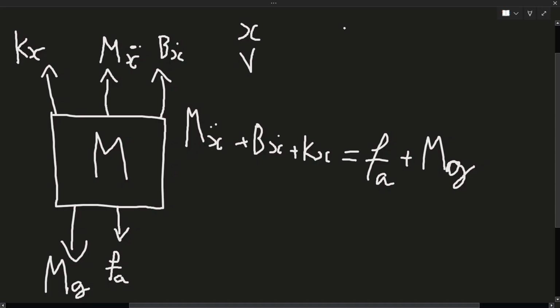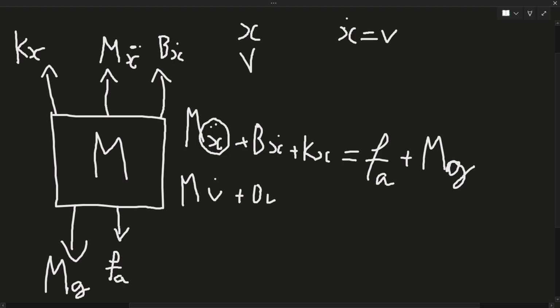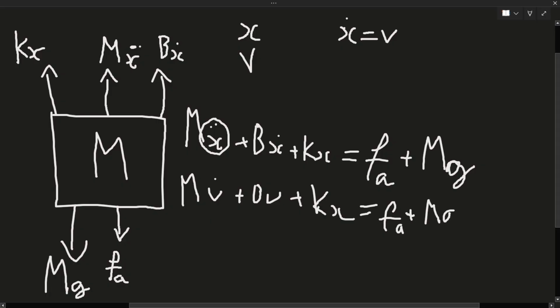Then you have to define the state variable's derivative. So the derivative of x is equal to the velocity. And now we're going to solve for v dot, which is the acceleration. So m v dot plus b v plus k x, we're still allowed to use x, equals Fa plus mg.